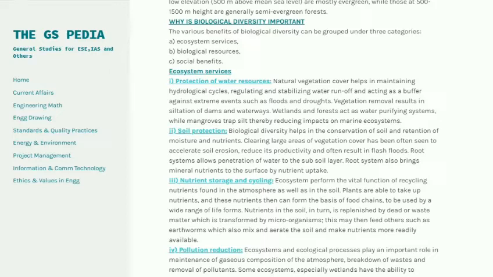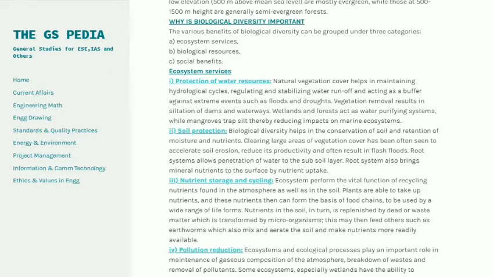3. Nutrient storage and cycling. Ecosystems perform the vital function of recycling nutrients found in the atmosphere as well as in the soil. Plants are able to take up nutrients, and these nutrients then can form the basis of food chains, to be used by a wide range of life forms. Nutrients in the soil, in turn, are replenished by dead or waste matter, which is transformed by microorganisms. This may then feed others such as earthworms, which also mix and aerate the soil and make nutrients more readily available.